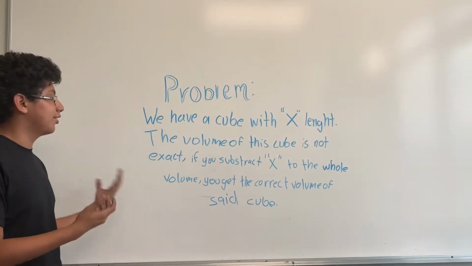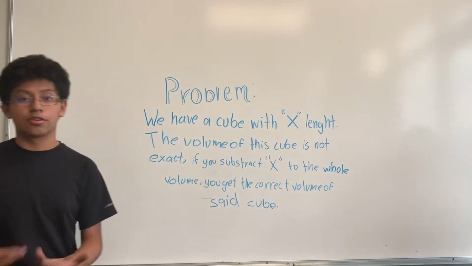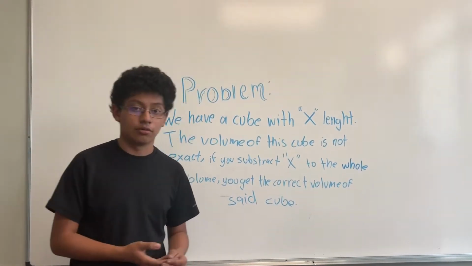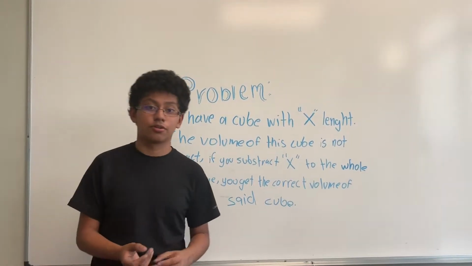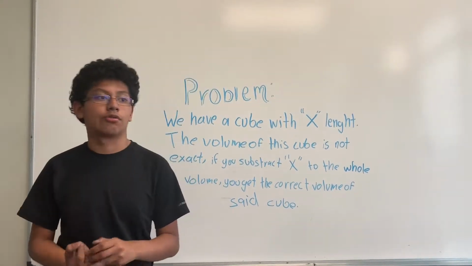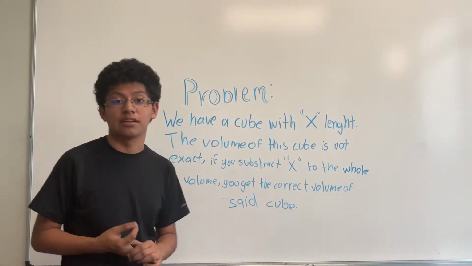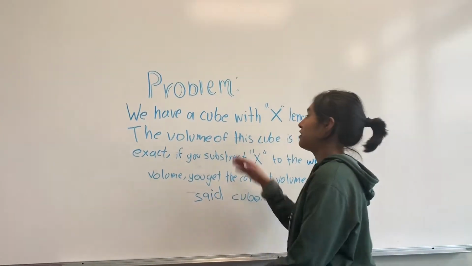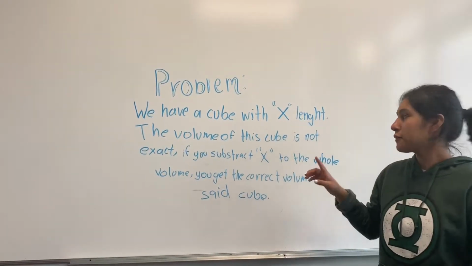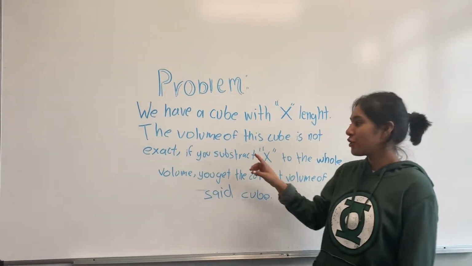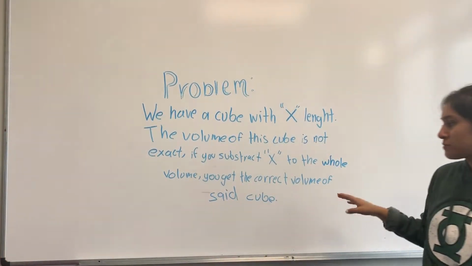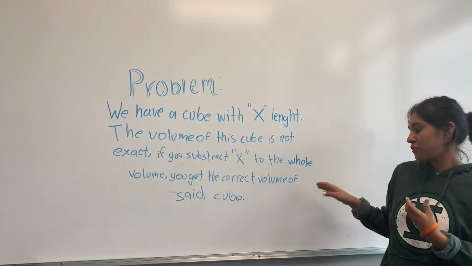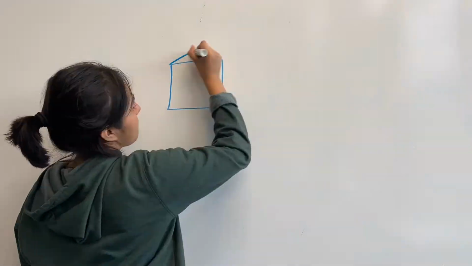So, this is the problem we came up with in order to explain what polynomial functions of degree 3 are. We made this problem in order to show you how they work, how you can solve them, and how you can obtain the range and domain of said function. Well, we have a cube with x length. The volume of this cube is not exact. If you subtract x from the whole volume, you get the correct volume of said cube.